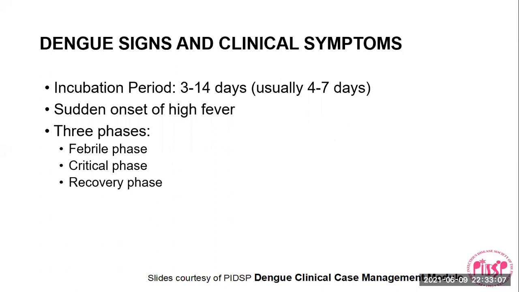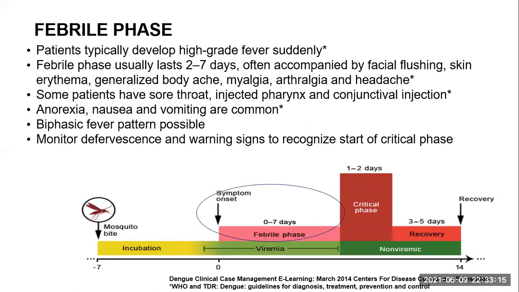So we know that dengue has an incubation period of 3 to 14 days and there is a sudden onset of high fever with three phases: the febrile phase, the critical phase, and the recovery phase. During the febrile phase, the patients typically develop a high-grade fever suddenly. This phase lasts for 2 to 7 days and is often accompanied by facial flushing, skin erythema, generalized body ache, myalgia, arthralgia, and headache. And some patients can have sore throat, injected pharynx, and conjunctival injection.